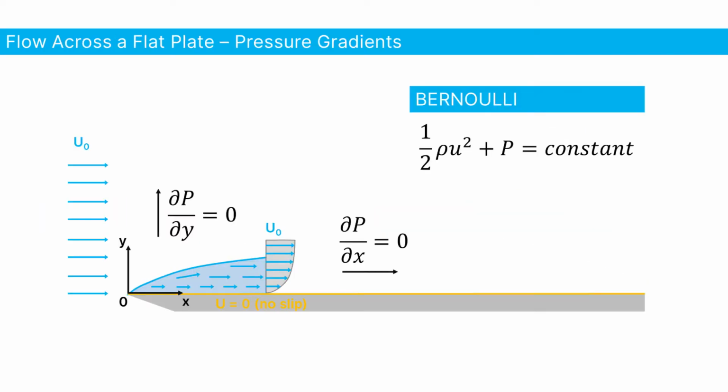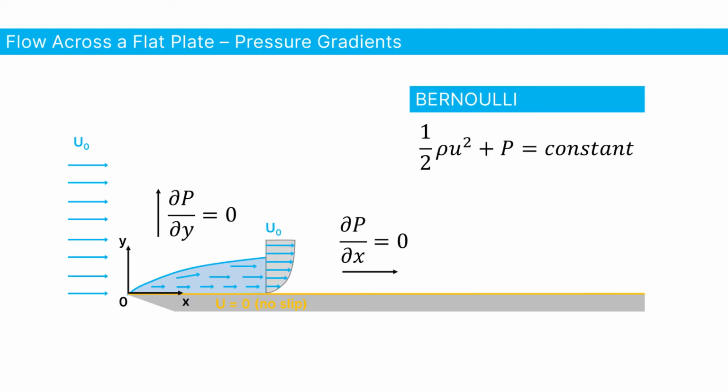When you look at the airflow across a flat plate, as we did in our previous video, the free airstream velocity is quasi-constant. Because of Bernoulli's equation, which states that pressure goes up as velocity goes down and vice versa, this means that if the velocity is constant, the pressure is also constant. This means that the pressure gradient in the horizontal or x direction is almost zero.